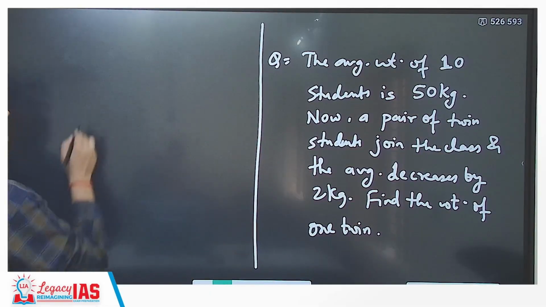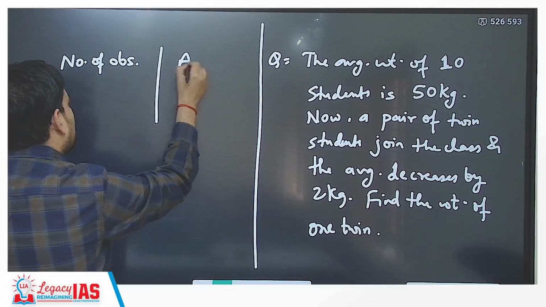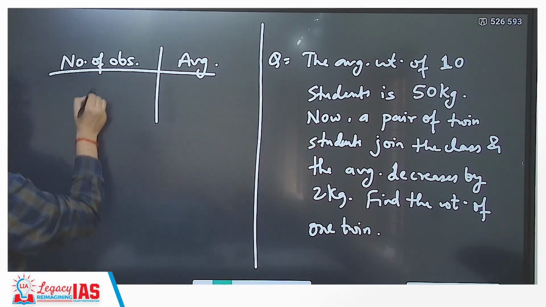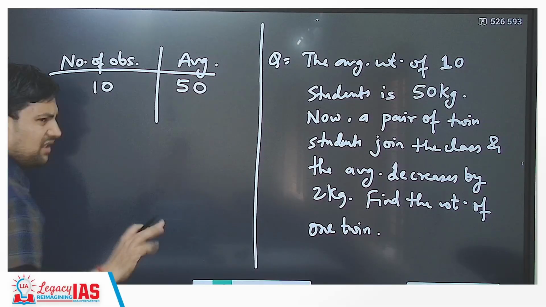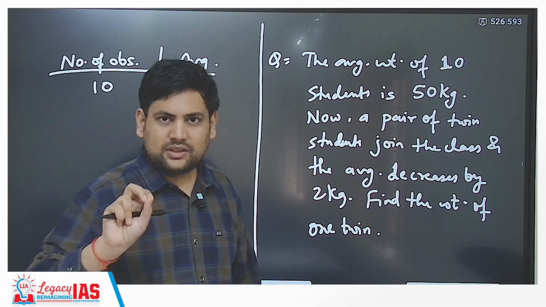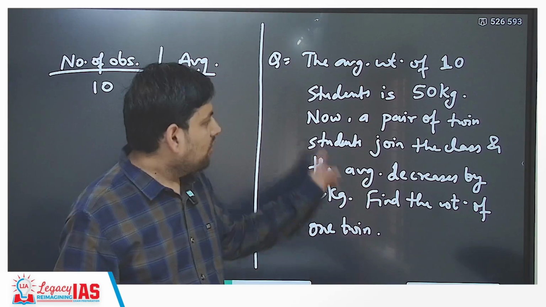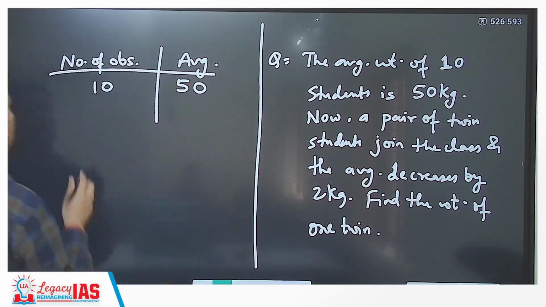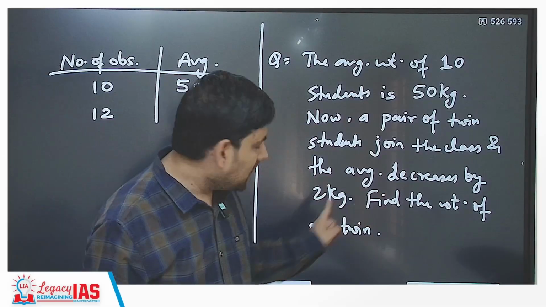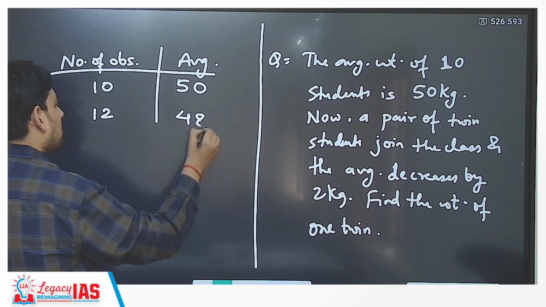Okay, now see this. From this you will understand a lot of things, number of observations and average. Now initially there are 10 students, average weight is 50. This is fine. Now a pair of twin students, so two brothers. Why have I written twin students? That means they have the same weight. This assumption we have to make. Now these two also join, so number of observations becomes 10 plus 2, that is 12. Because of them the average decreases by 2 kg, that is it becomes 48.